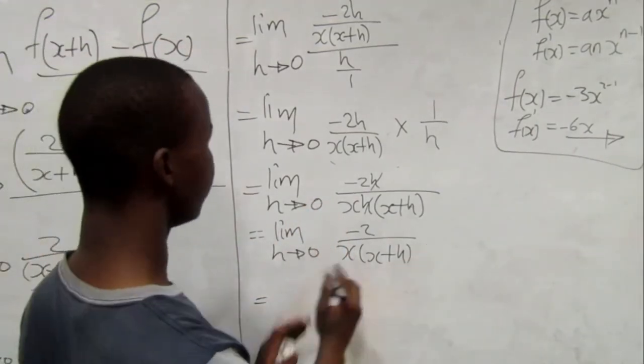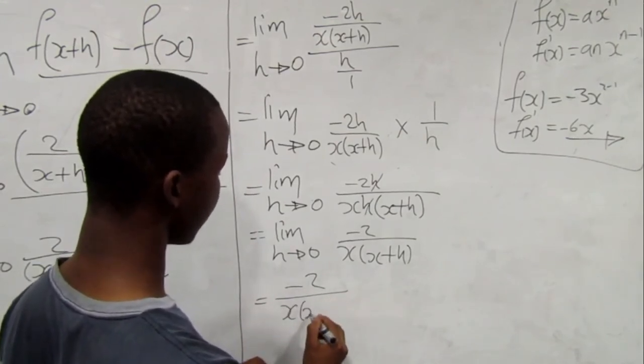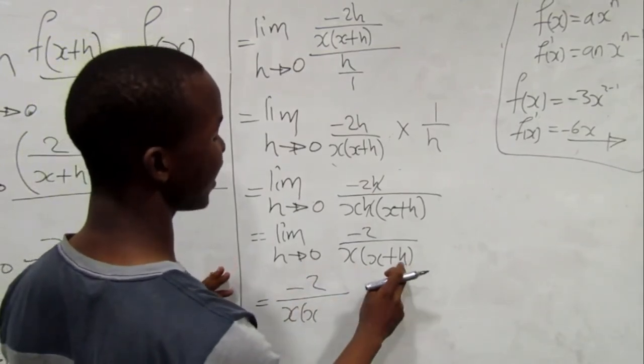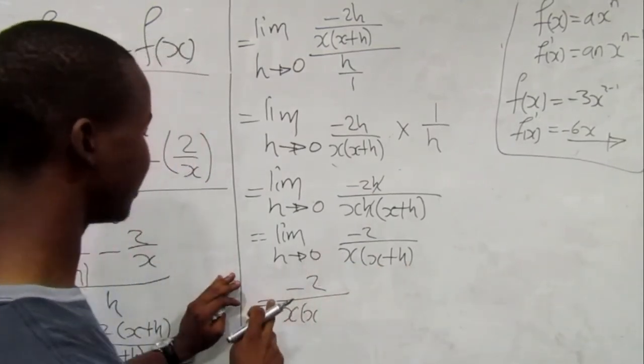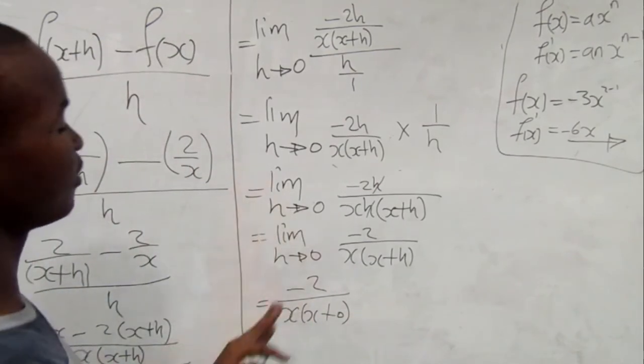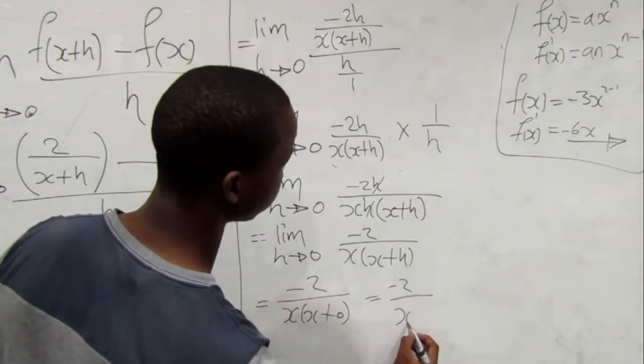We're going to take this, it's going to be negative 2 over x into x. Where there is h, we put 0. Since h approaches 0, it's going to be plus 0, which when you simplify this, is going to be negative 2 over x squared.